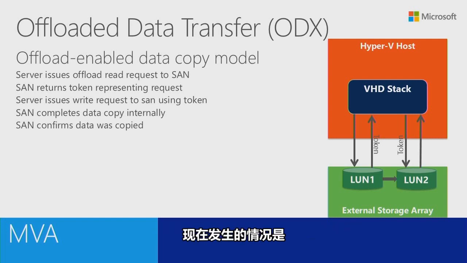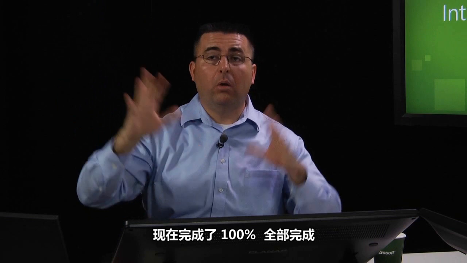Now what's happening is the storage array is actually moving the 10 terabytes. The server isn't doing the reads and writes. The server is getting the notifications: yeah, it's 25% of the way through. It's 50% of the way through. It's 100% of, oh, all done.